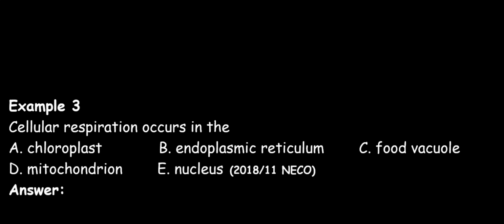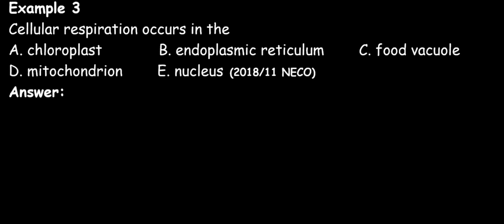Our next question says cellular respiration occurs in the A. Chloroplast, B. Endoplasmic reticulum, C. Food vacuole, D. Mitochondria, E. Nucleus. Cellular respiration takes place in the mitochondria of a cell. This will bring our answer to D.